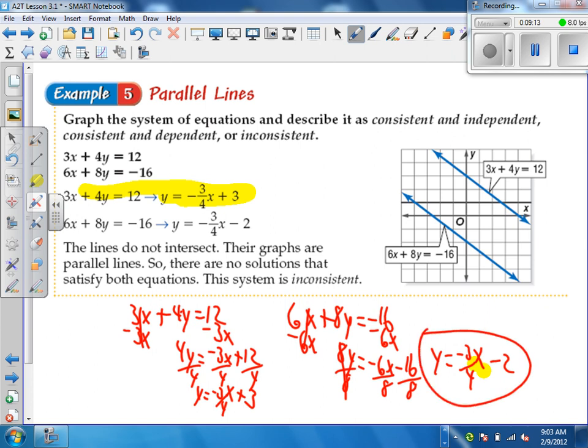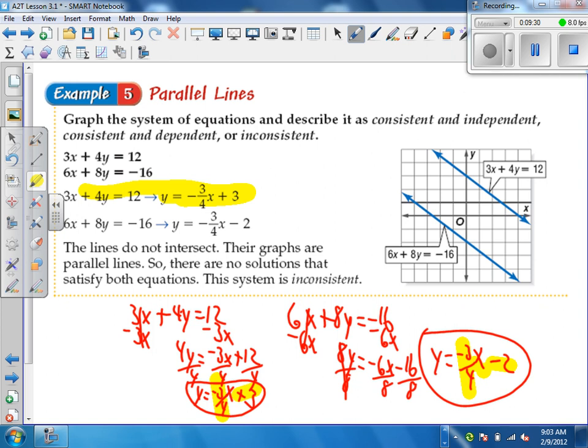Now, if you notice these two equations, I want you to see that the slopes are negative 3/4 in both of them. Slopes are the same. They're not the same equation, though, because our y-intercept is different, which means they're going to be parallel, but you still need to graph them.